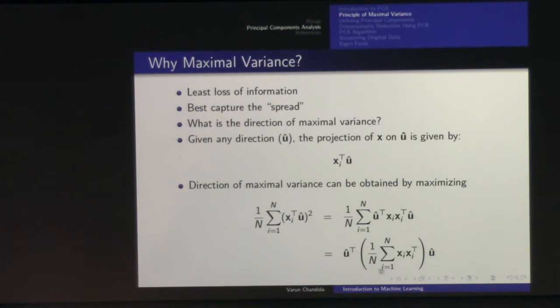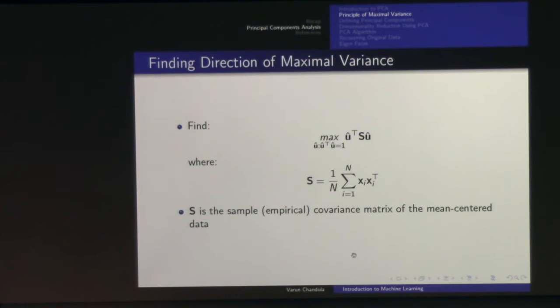The reason I'm writing it like this is because now this looks like the sample covariance of the data set. I'm assuming that the mean is 0, which can be easily done: if I subtract each column by the column mean, then the mean of each component will be 0. Let's say we have already done that. That is also known as centering the data. Then this looks like the covariance matrix. So now we want to maximize this quantity, U transpose S U, where S is the covariance matrix.